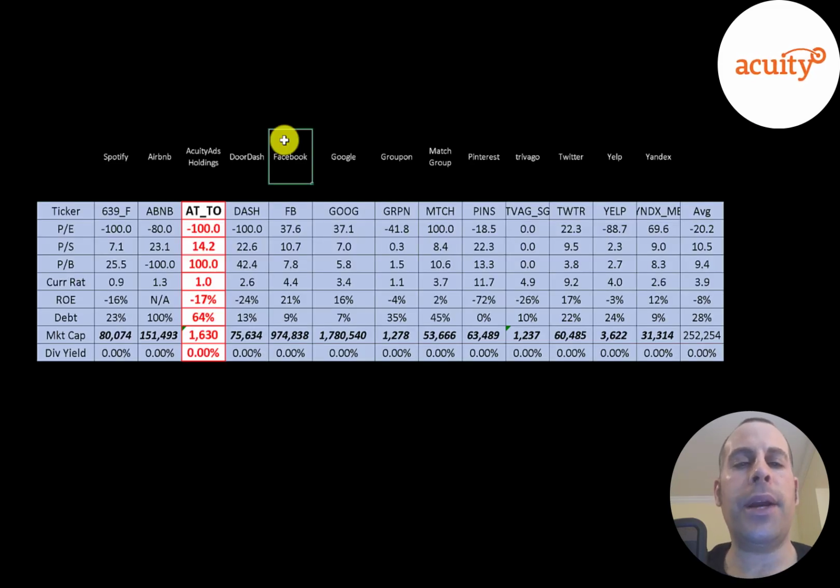The best way to look at ratios is to compare them to similar companies. I've done videos of 13 companies in the same industry as Acuity, and this company is worse than average in every single ratio. They are a small company and they're growing. They have a terrible PE. Their price to sales isn't so bad, it's only 14. A terrible price to book. They do have a current ratio above 1, which is good. Negative ROE because they still have negative net income. They do have a lot of debt relative to their equity. And they're a small company, only 1.6 billion market cap.